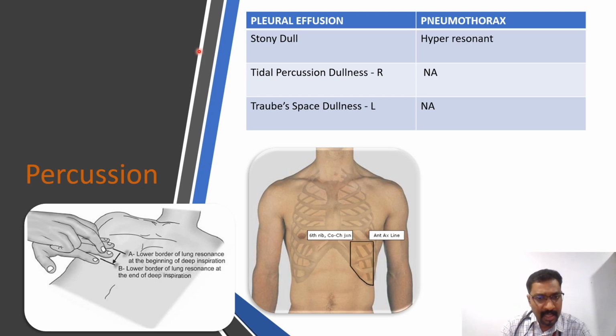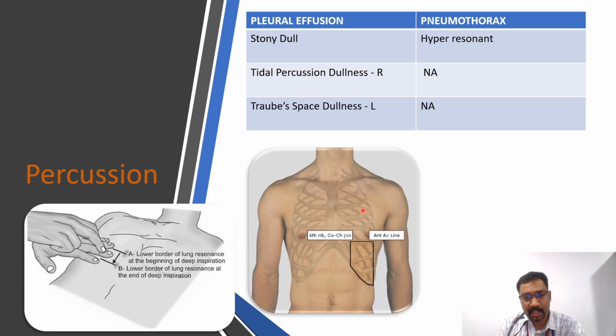One is tidal percussion, as depicted in this particular picture. When you percuss in the mid-clavicular line in the anterior chest wall, you will find the lower border of the lung resonance at the beginning of the deep inspiration at a particular point. Let's depict it as point A. Now, once you do a deep inspiration, at the end of it, this lower border of the lung resonance shifts down to point B. Now, this is in the normal scenario. But if there is a pleural problem, or a subdiaphragmatic abscess or subdiaphragmatic collection, or a diaphragmatic paralysis, then obviously this movement does not occur, and this is called tidal percussion.